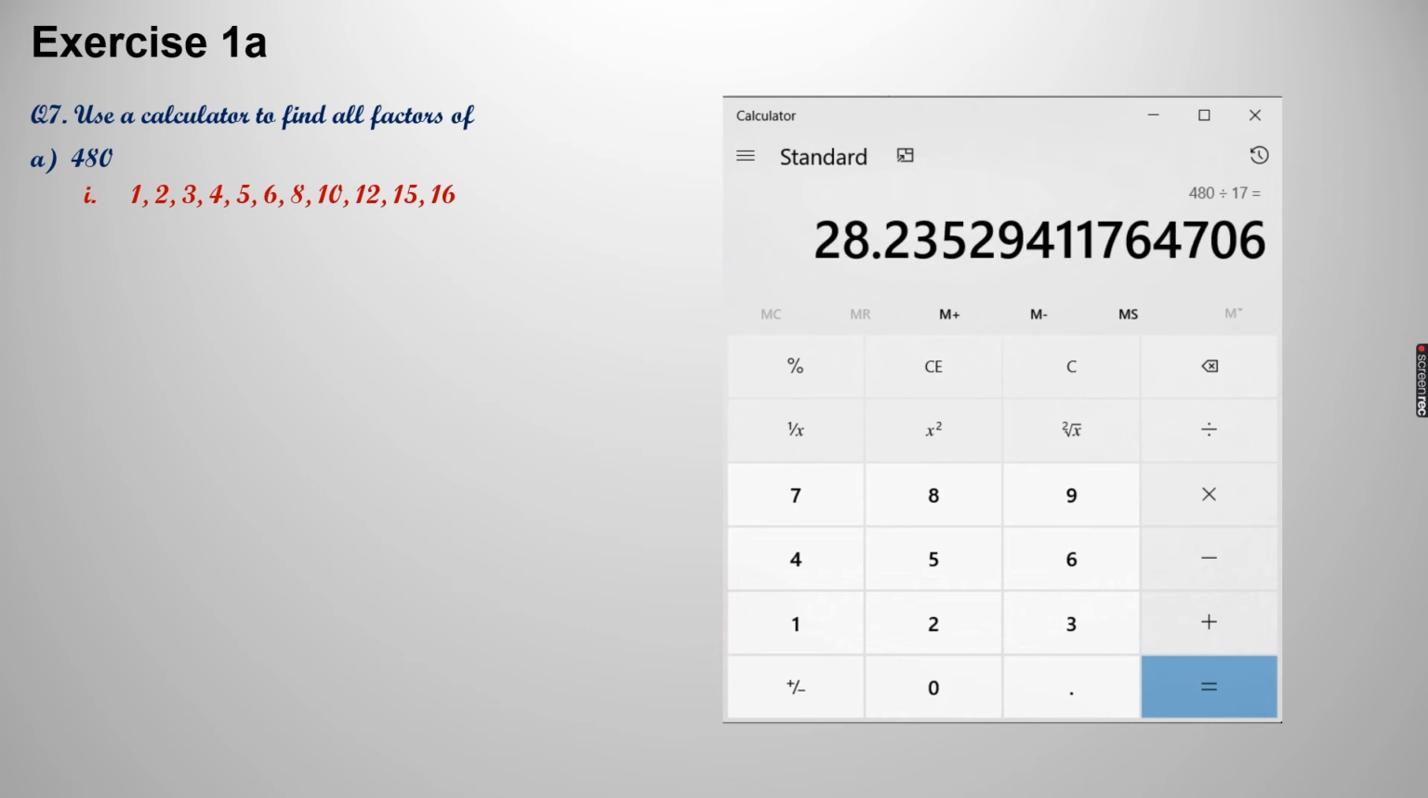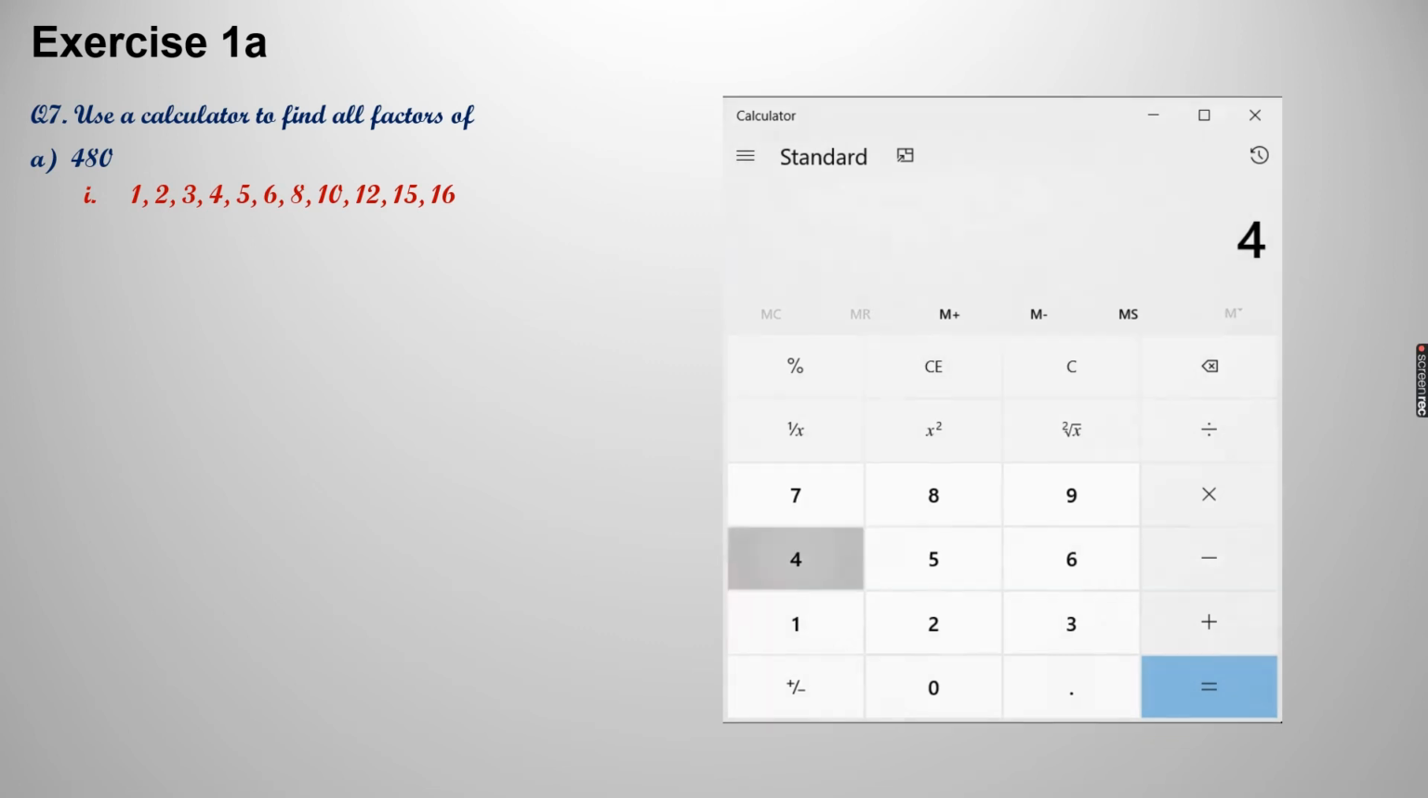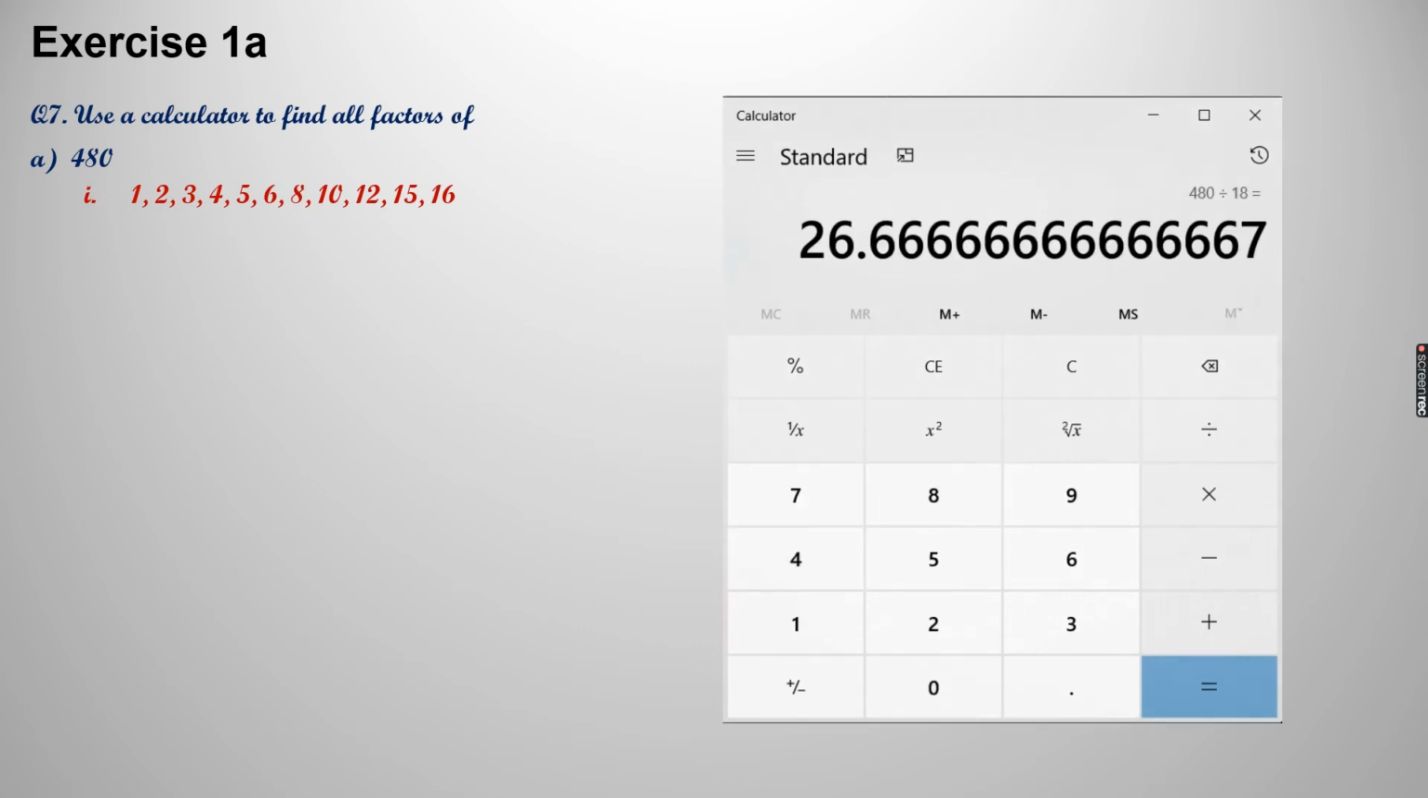17 is not a factor. We can't write that down on the left side. 18 is not a factor of 480 as well. 19 is not a factor. And the last one I'm gonna do is 20. So 480 divided by 20 is 24. 20 is another factor of 480.